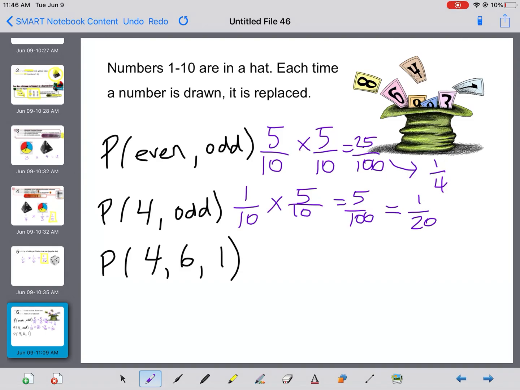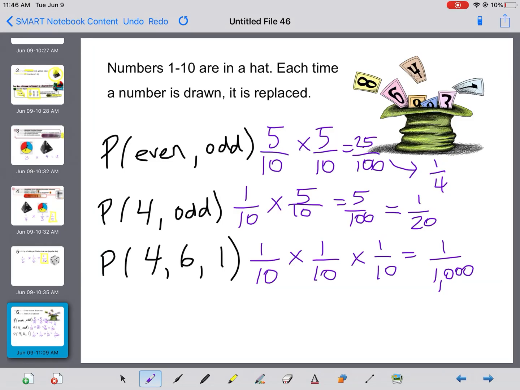And you could also do that for just individual numbers. Maybe you wanted to know the probability of drawing a 4, a 6, and then a 1. Well, the probability of getting a 4 is 1 in 10. Probability of a 6 is 1 in 10. Probability of a 1 is 1 in 10. So your chance of that happening is only 1 in 1,000.